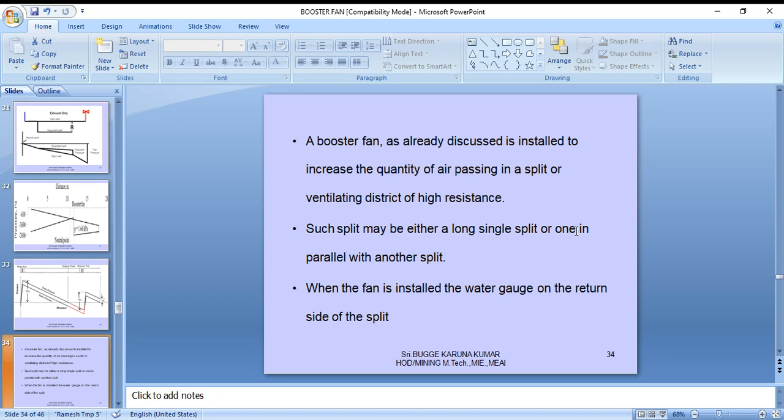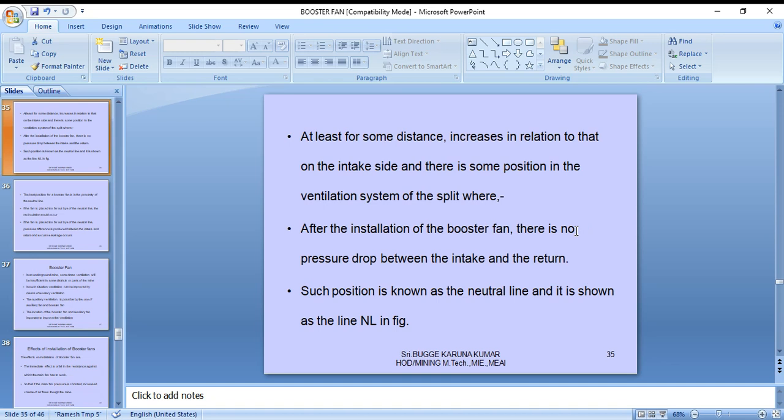When the fan is installed, the water gauge on the return side of the split also automatically coincides, at least for some distance, increasing in relation to the intake side. There is some position in the ventilation system of the split where, after the installation of the booster fan, there is no pressure drop between the intake and return. Such a position is known as the neutral line, shown as NL in the figure.